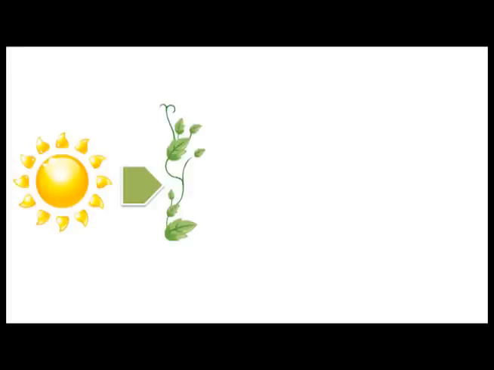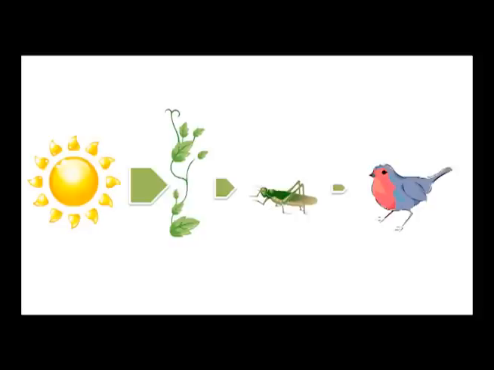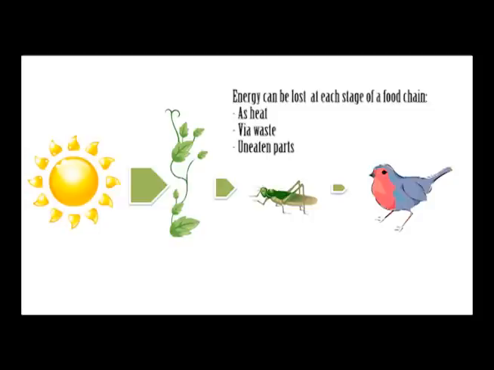A food chain is limited in length, as at each stage of energy transfer there's energy loss. This could be due to loss of heat, waste products and uneaten parts. This means at some stage the energy transfer will be too small to be sustainable. You can work out the efficiency of an energy transfer.